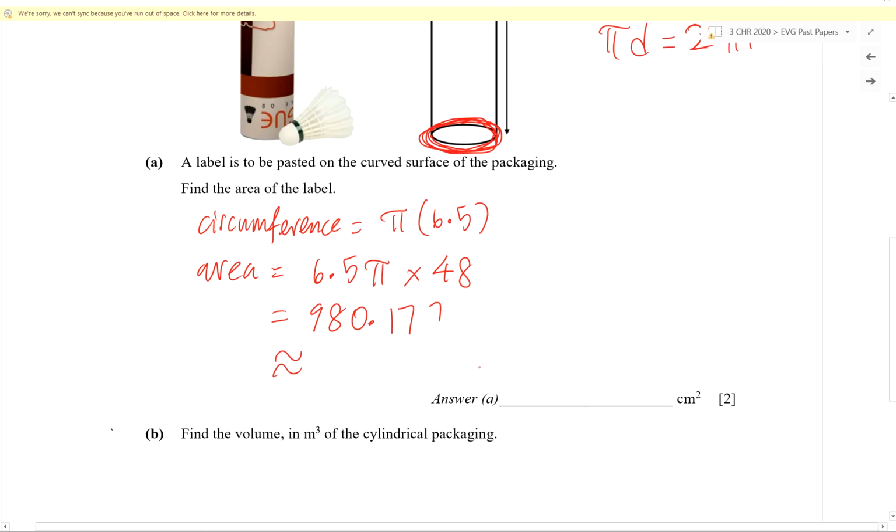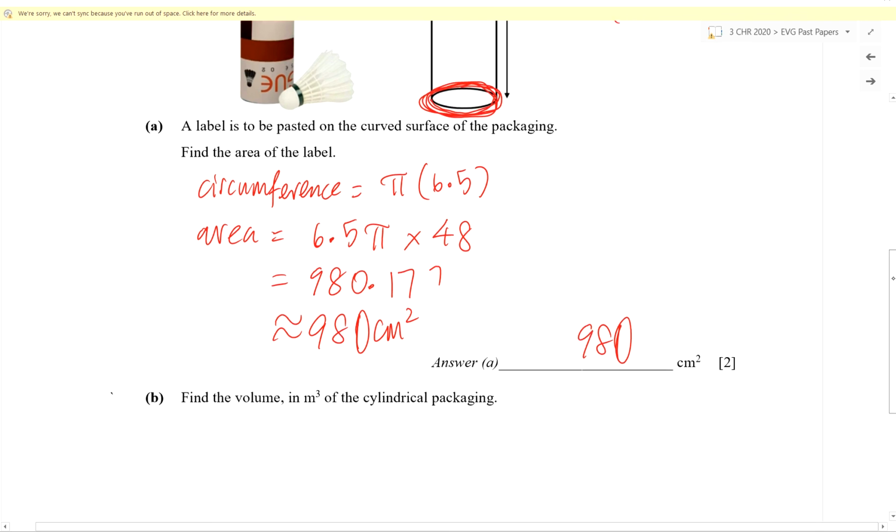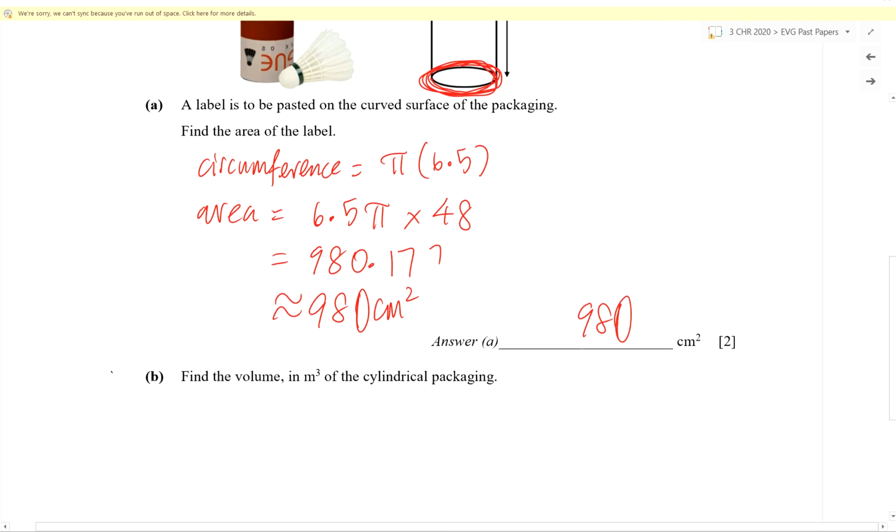So 3SF, 981. Why? Oh, sorry, 90. And now find the volume in cubic meter of the cylindrical packaging.